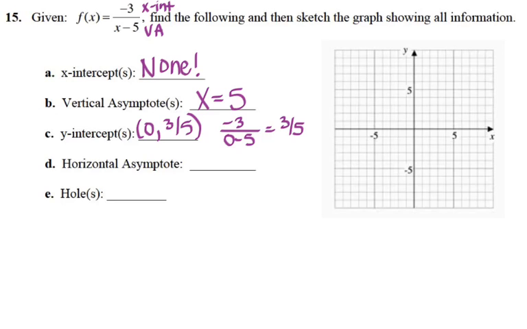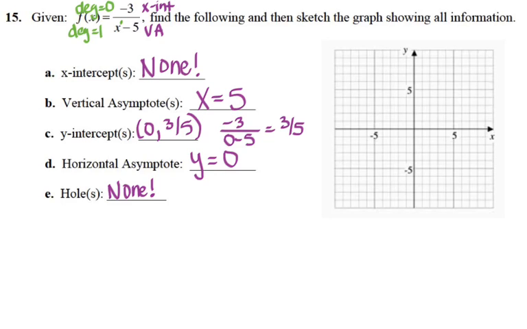And then your horizontal asymptote, let's compare the degree. So my degree on top is 0 because you don't actually have an x. And my degree on the bottom is 1, since that's your highest exponent. So my degree on top is smaller than the degree on the bottom. That means my horizontal asymptote is y equals 0. And this graph does not have any holes because you didn't have any factors that canceled out.